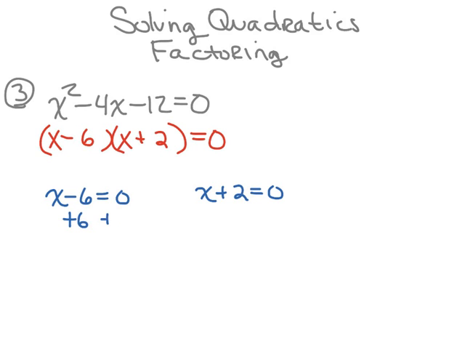So I'll start with this one over here. We're going to add 6. 0 plus 6 is 6. There's one of my solutions. Then I'll come over to the other equation and solve it by subtracting 2.